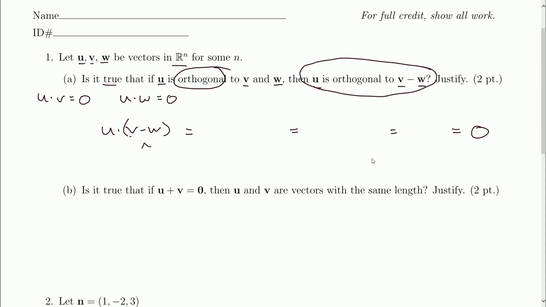But I remember one of our results from a long time ago that says, well, u dot, if you got a sum or a difference, it distributes. Okay, and I don't even need all these equal signs. I'm going to get there actually fairly quickly. Because what did we assume? We assumed u dot v was 0. And we assumed u dot w was 0. So this is 0, but that's exactly what it means to be orthogonal. It means perpendicular. It means you're going to get a right angle. So this is true.